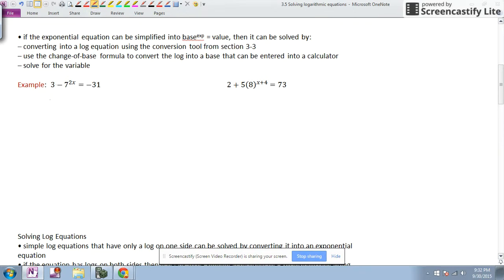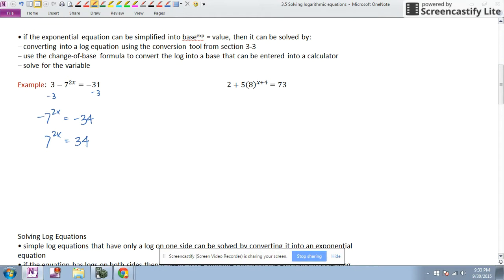So I'd have to move the 3 over, it looks like. So I will subtract 3 from both sides. And I will have negative 7 to the 2x equals negative 34. And I will even divide by negative 1 in this case and have 7 to the 2x equals 34. Now at that point, I do have a power equal to a number. And so I'm therefore ready to do change of base or whichever method you like.